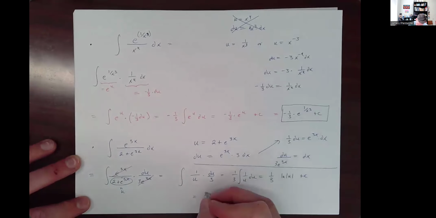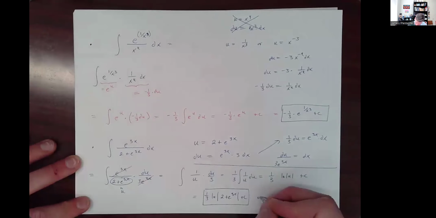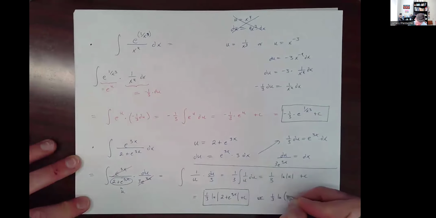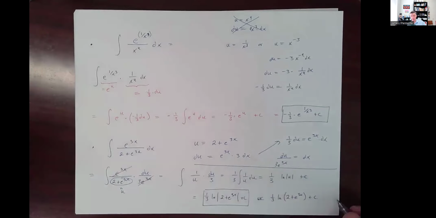I would leave it like that, but I will point out some people would rewrite it as 1/3 natural log of parentheses 2 plus e to the 3x plus c. And the reason we can, although we don't have to, drop the absolute values there is because e to the 3x plus 2 is always positive already. I'm taking the absolute value, but it doesn't change anything.